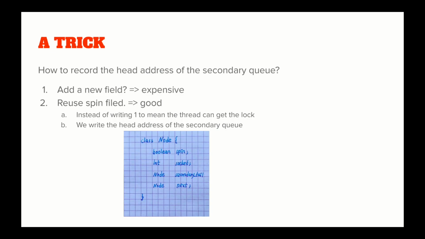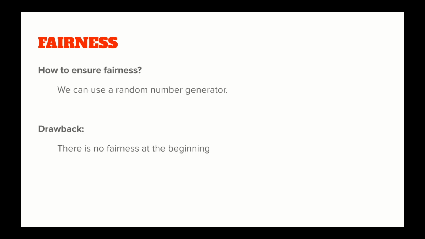But how do we record the head of threads of the secondary queue? We can add a new field, but it's a bit expensive. We can reuse the spin field. Instead of writing 1 or 2 to mean the thread can get the lock, we write the head of threads of the secondary queue to mean now the thread can get the lock.